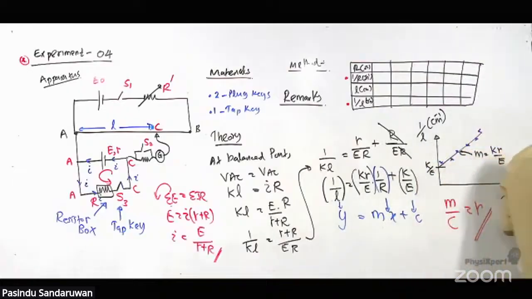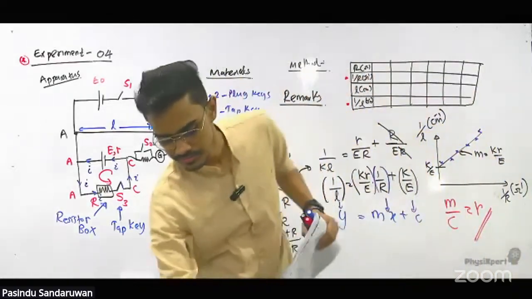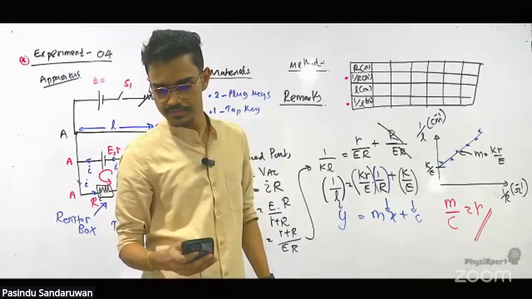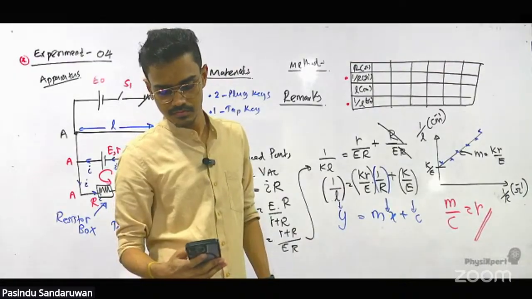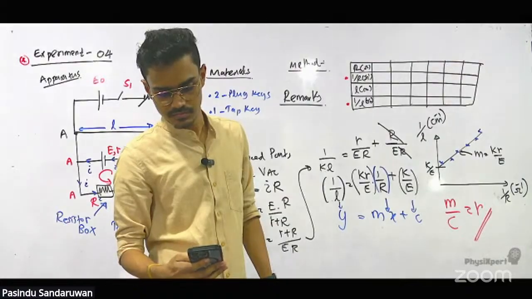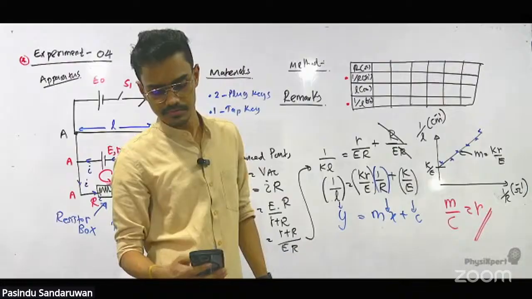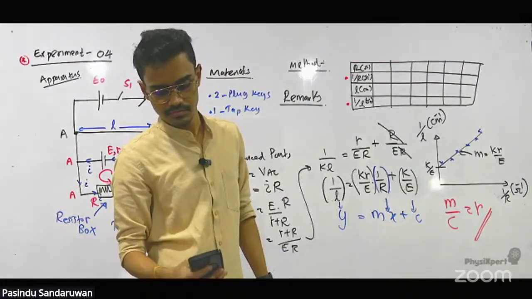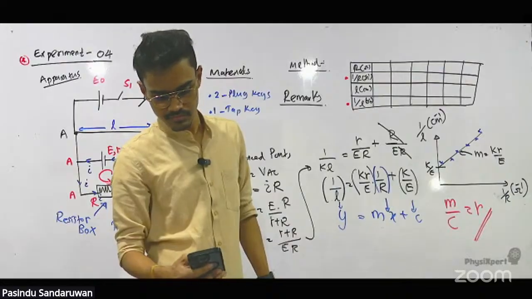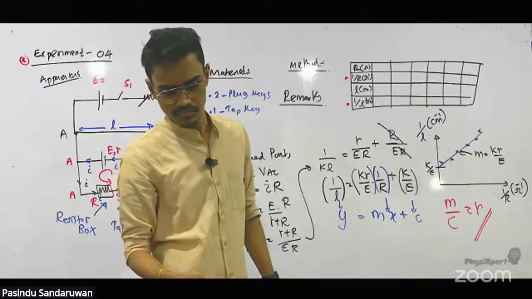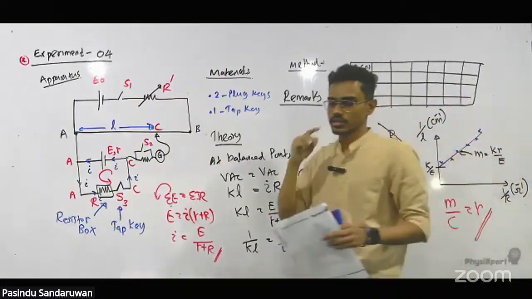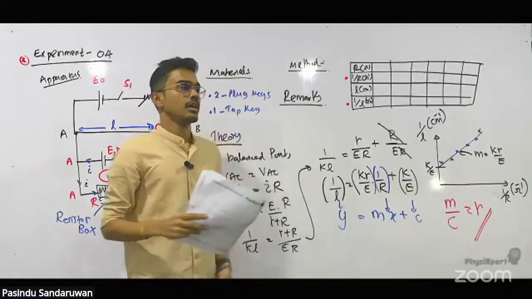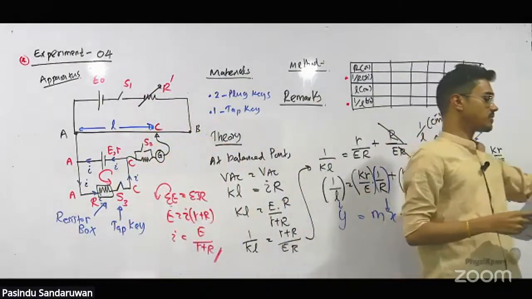This circuit is not capable of measuring small potential differences. Write down the reason below.